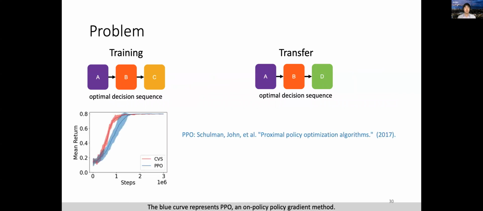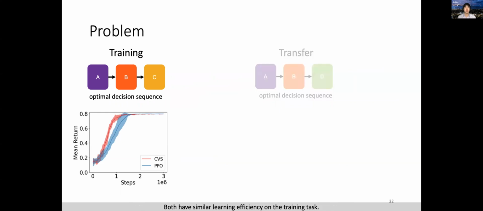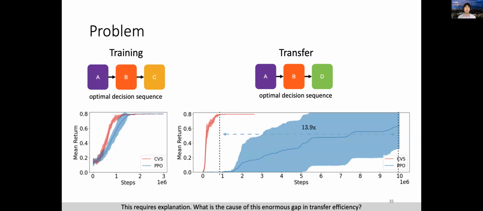The blue curve represents PPO, an on-policy policy gradient method. The red curve represents CBS, an on-policy single-step temporal difference method. Both have similar learning efficiency on the training task. But when we transfer, PPO is not efficient at all at adapting to the new situation. It converges 3.9 times as slow as CBS on average. This requires explanation. What is the cause of this enormous gap in transfer efficiency?